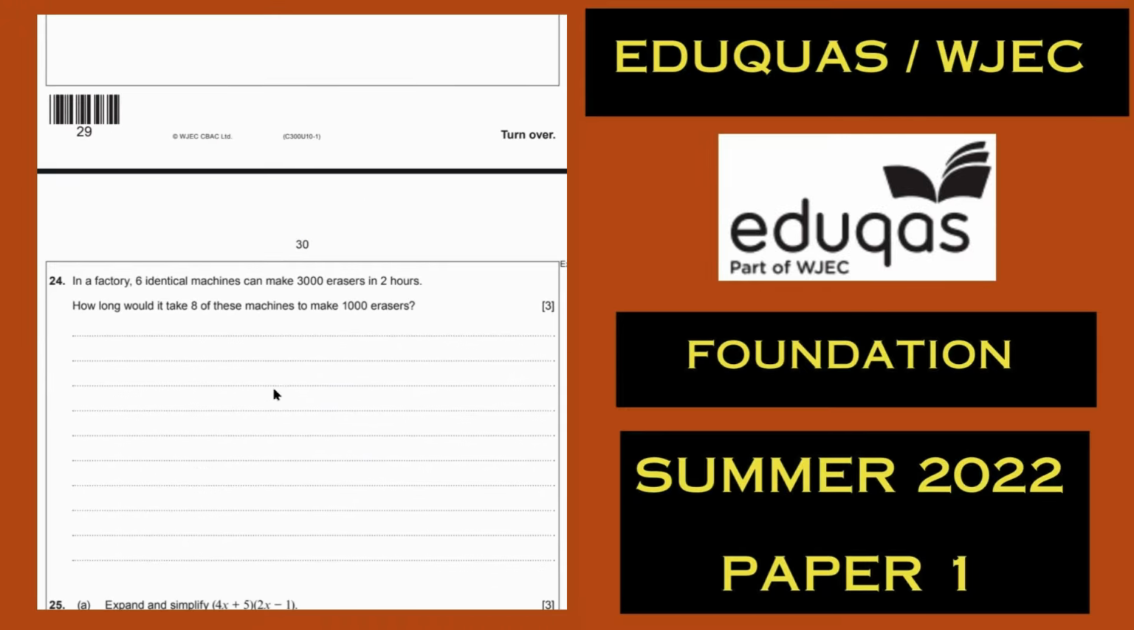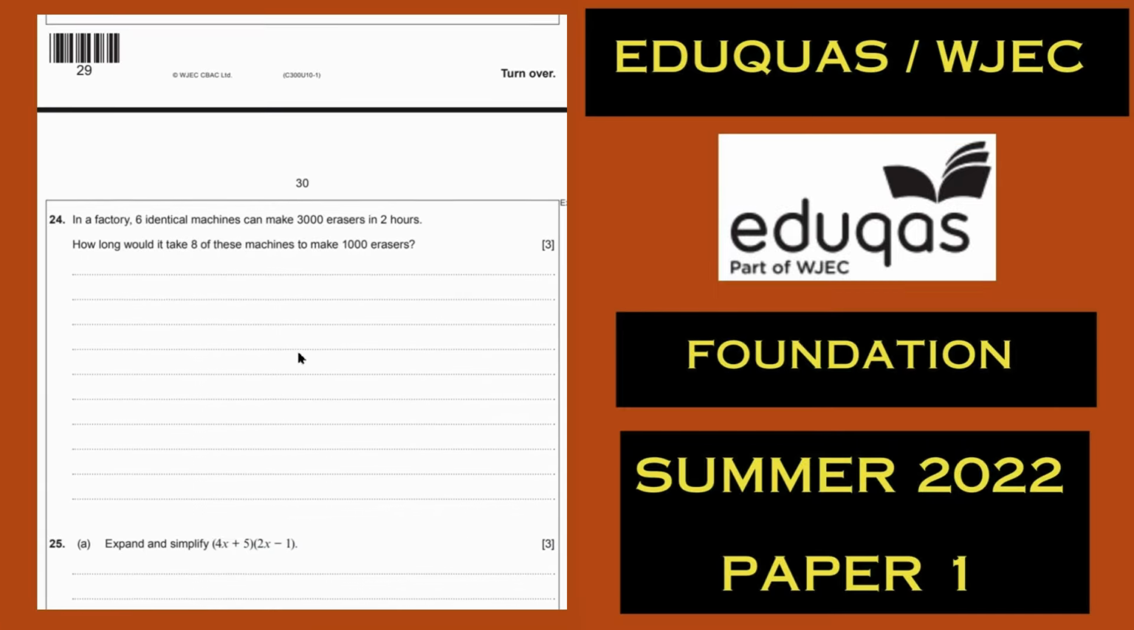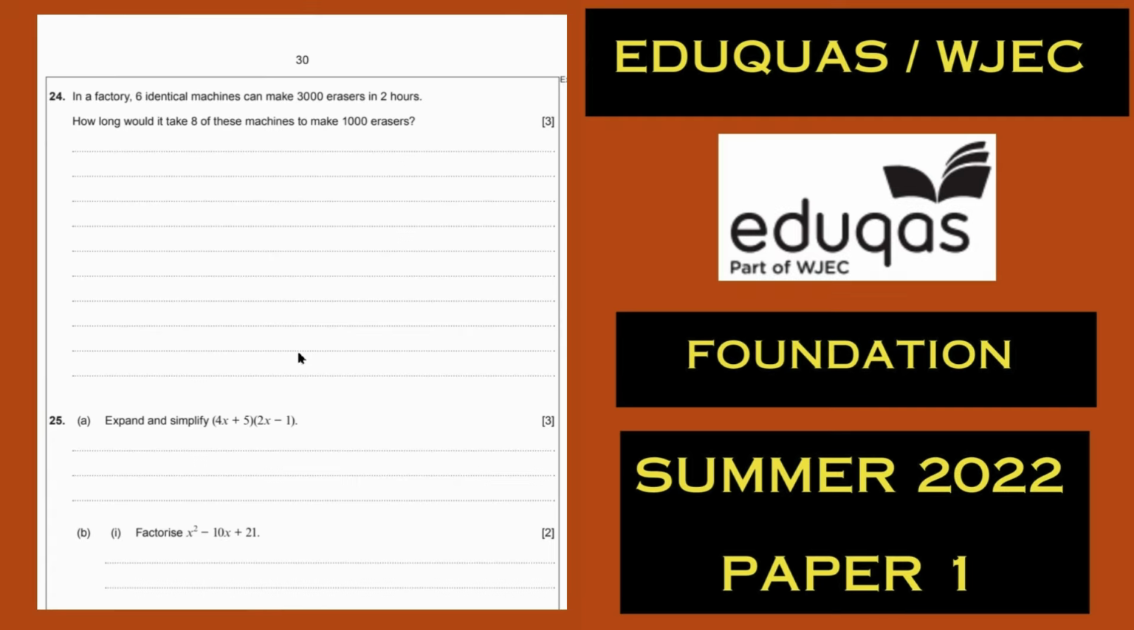Number 24. Not the nicest, but let's follow the logic. 6 identical machines. So 6 machines working for 2 hours will mean 12 machine hours produce 3,000 erasers. We want to produce 1,000. That's a third as many. So we're only going to need a third as much machine hours.